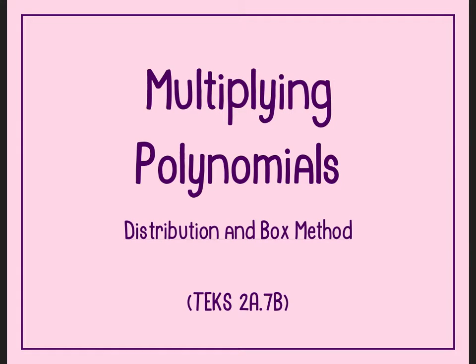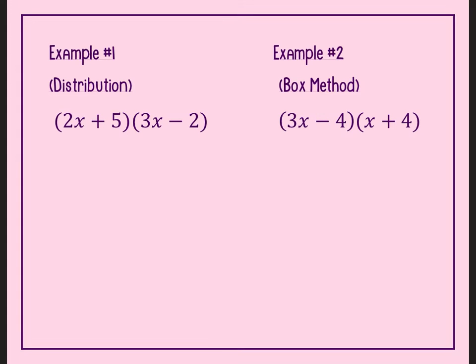Today, we will be multiplying polynomials by using the distribution method and the box method. So the distribution method is when we take the first term and distribute it into the second term. So we are going to take this whole first term and multiply it by all of this. Well, how do we do that?